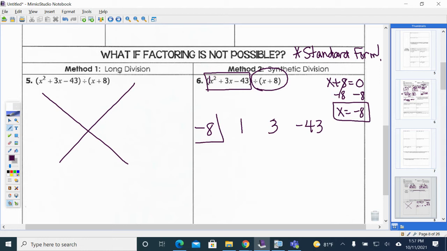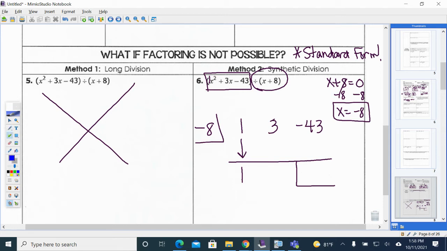I want you to skip a little space and draw a line, and then what we need to do here is draw a box around the end, and I'll explain why here in just a second. When we do synthetic division, the first number is always going to come down below the line. Now, if you can multiply and you can add, then you can do synthetic division.